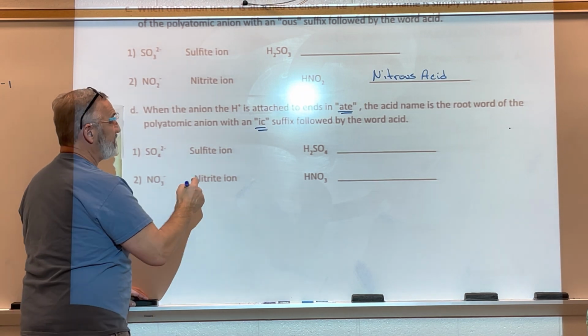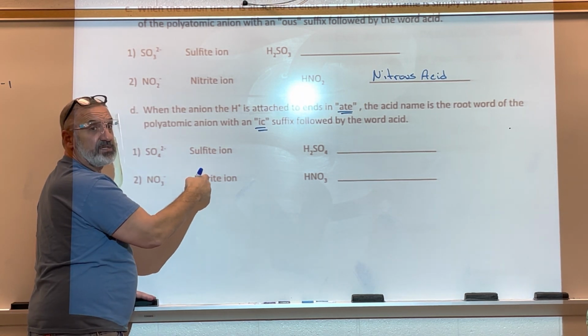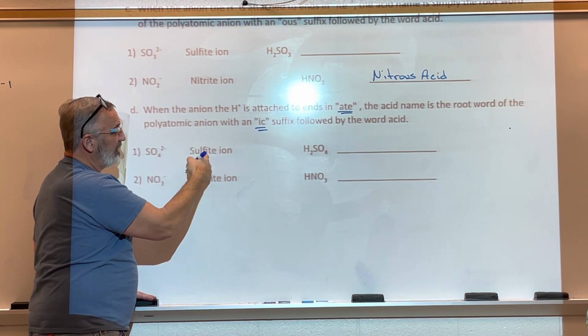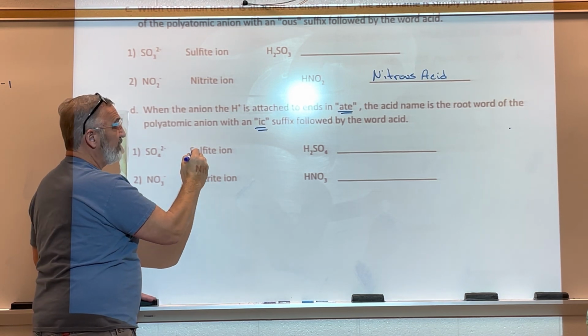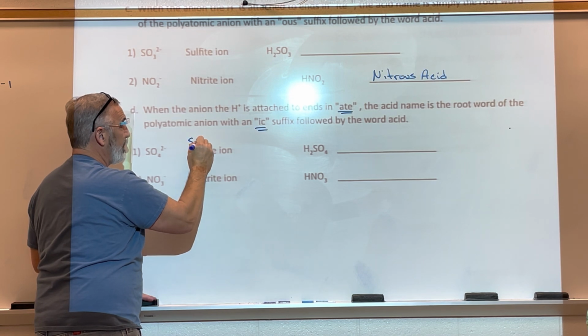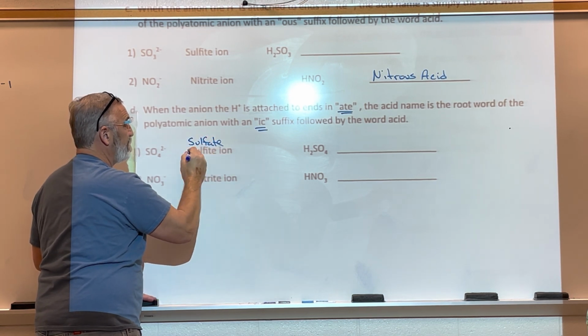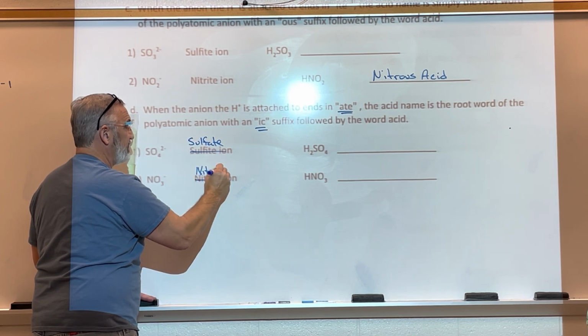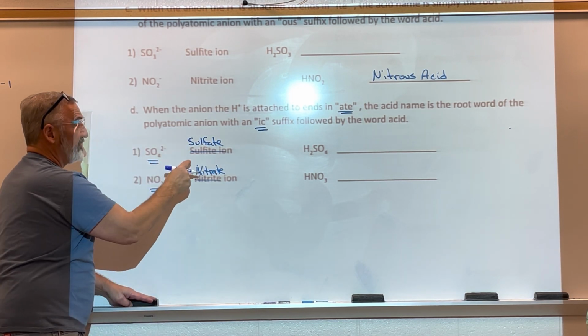So, now hey, there's typos right here. Typos on this. I've corrected it, but it was too late, it was already posted and everything. So this is really sulfate, not sulfite. And this is nitrate, not nitrite. These are right. The name was wrong.